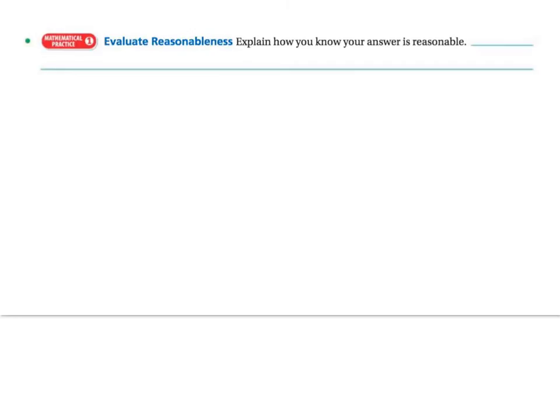So if I were to use that strategy, I remember that the total distance of the trail was 4 miles. My answer was 2 and 7/10 of a mile. I could say that my answer is reasonable because the unknown distance of 2 and 7/10 mile is less than, or a smaller distance than, the total that they started with, which was 4 miles.